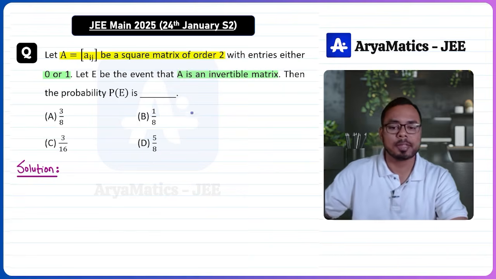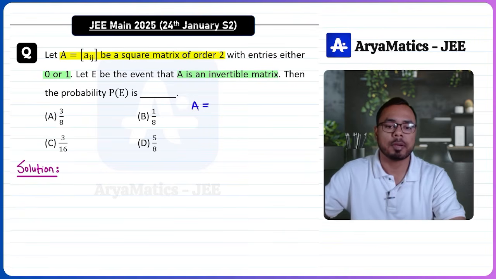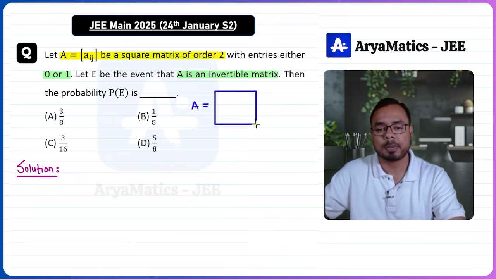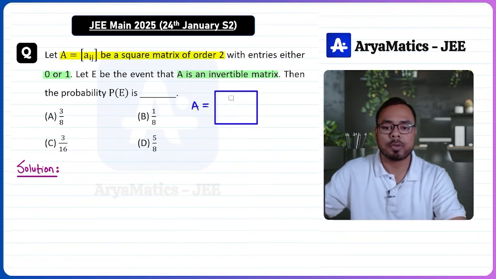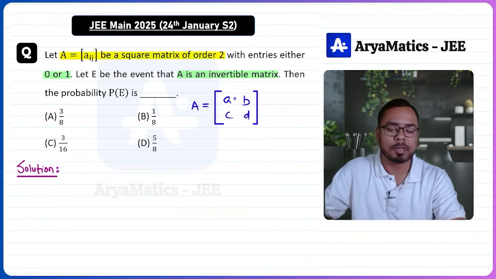So first let us find the sample space here. We have a 2 cross 2 matrix and the entries are either 0 or 1. Let us say we have a general 2 cross 2 matrix with entries A, B, C, D. First row is A and B, and the second row is C, D. Now each entry is either 1 or 0. So for each one of these 4 elements of this matrix, we have 2 options.